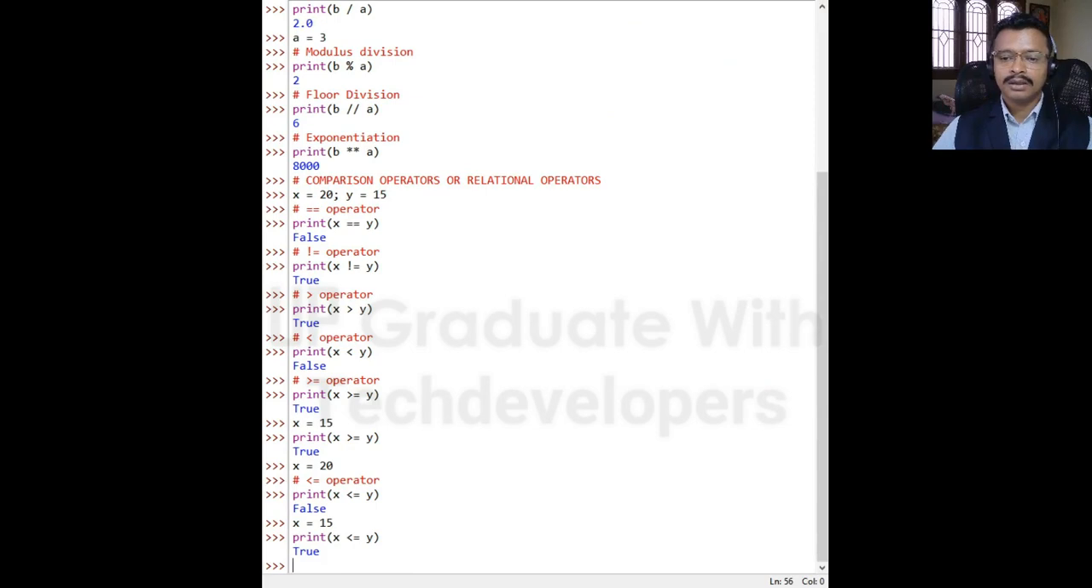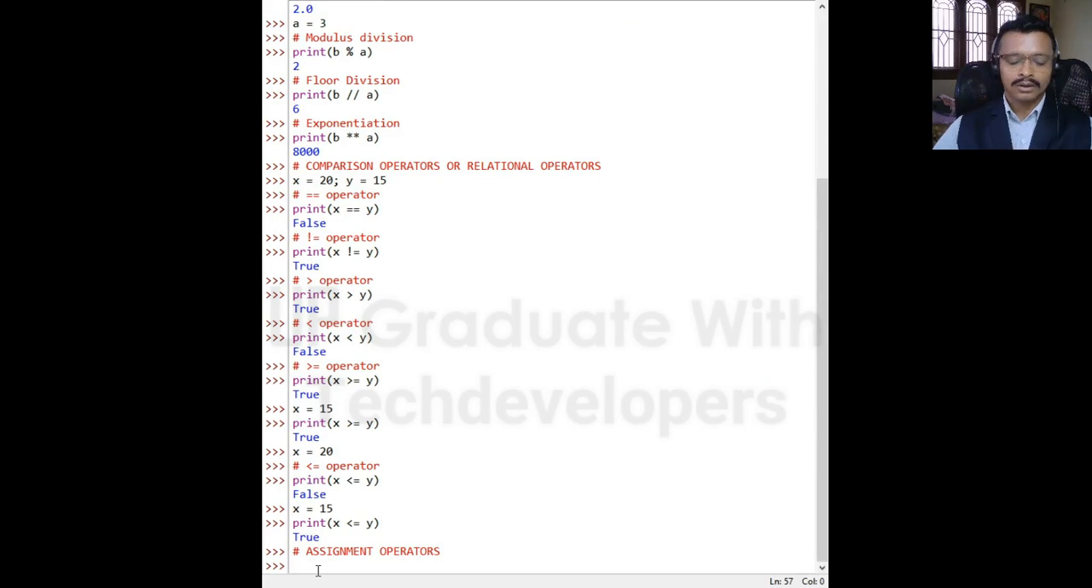Next we have assignment operators. So let us use the same variables, or we can change the variables, like x is equal to, say for example 3, and then y is equal to 20, or y is equal to 7.